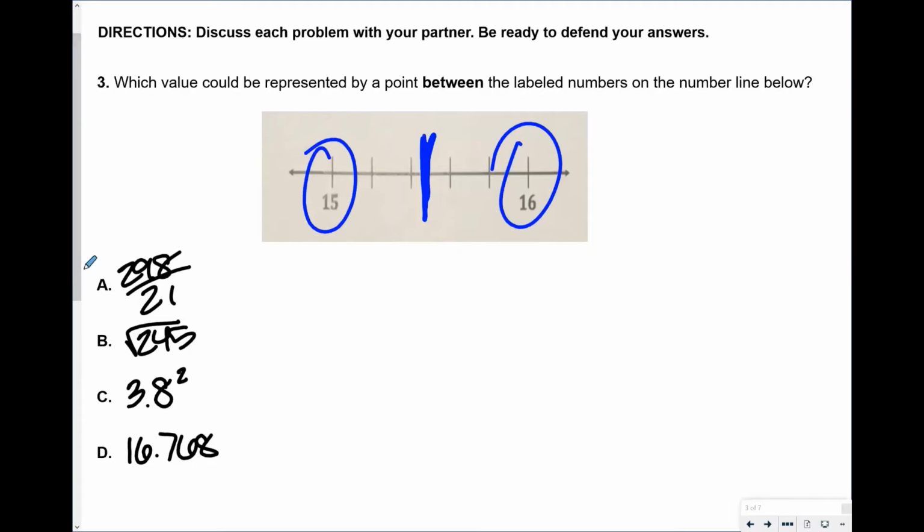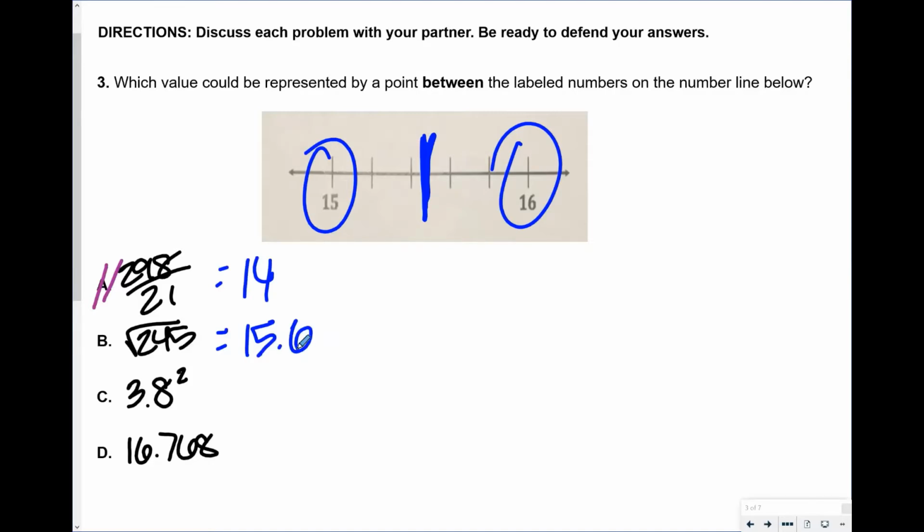If we look at A, 298 over 21, that gives us 14. 14 is not 15, so that's not correct. Oops, that's quite lopsided. If we look at B, the square root of 245 gives us 15.6. Is this between 15 and 16? Yes, it is. But let's check the other answers and see if we have something different.